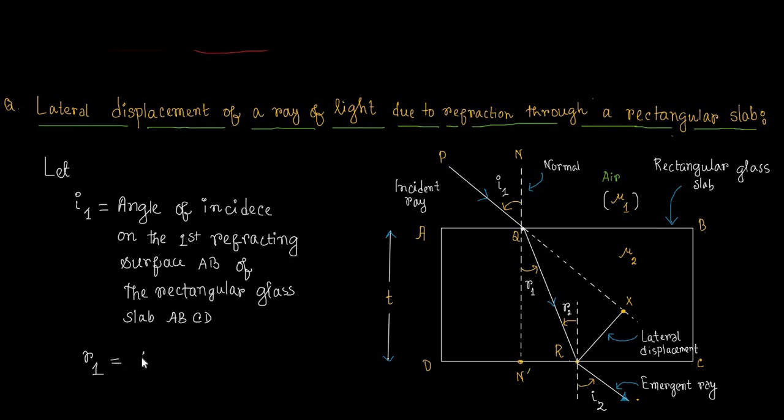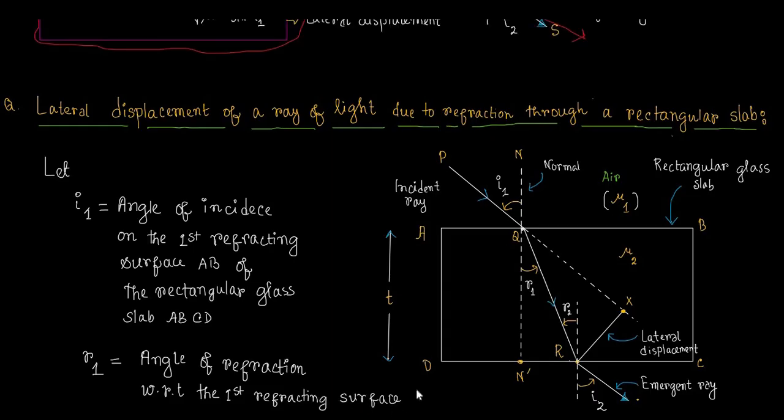R1 is the angle of refraction. R1 is the angle of refraction with respect to the first refracting surface AB of the rectangular glass slab.